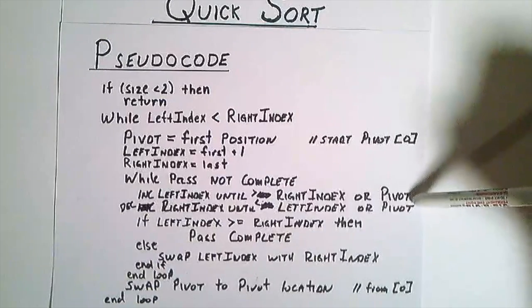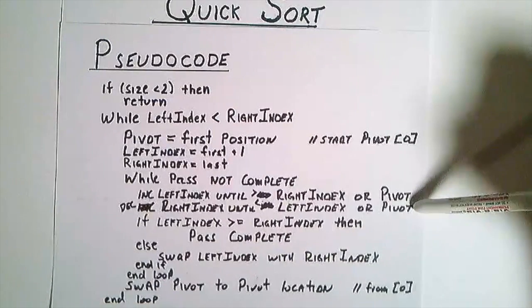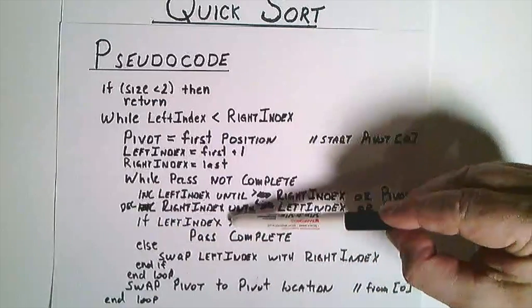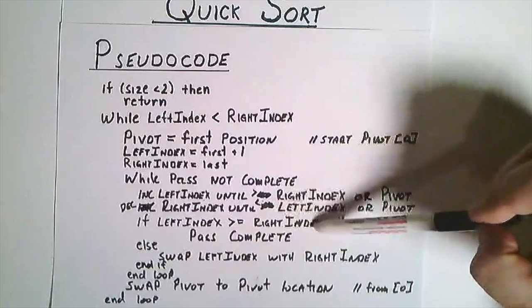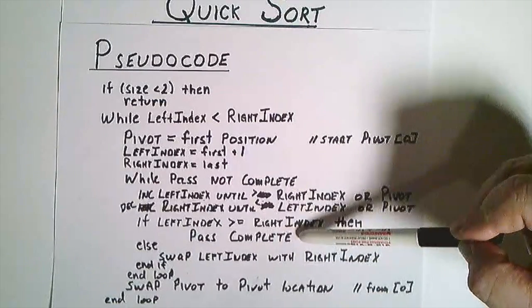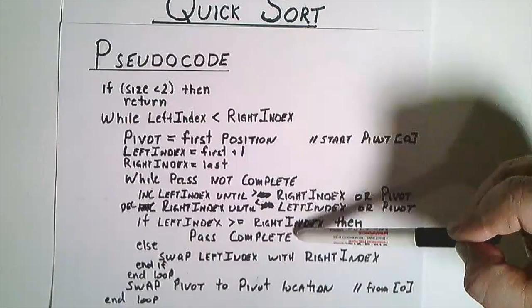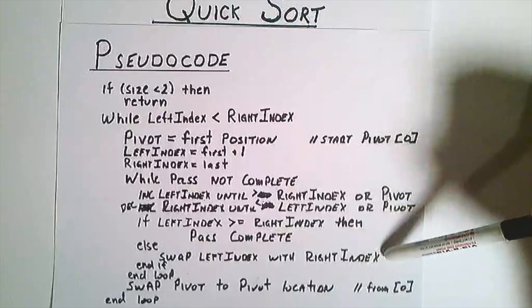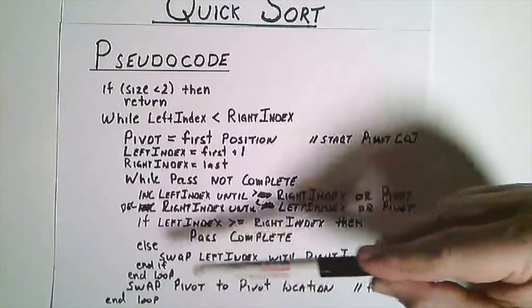So then if our left index, after we've gone this pass, is greater than or equal to the right index, which you should never pass, just maybe be equal to it, then our pass is complete. We've gone all the way through and there's nothing to swap. If we marched both indexes and they met in the middle, the pass is complete. If not, then we found two values that need to be swapped. So we swap the left index with the right index in place. Again, we're trying to move the numbers lower on one side and higher on the other side.